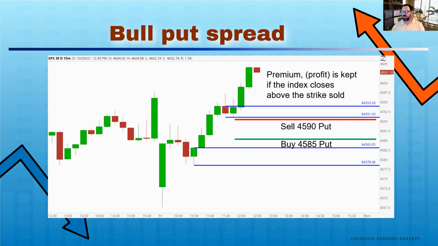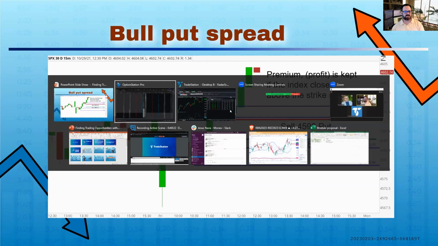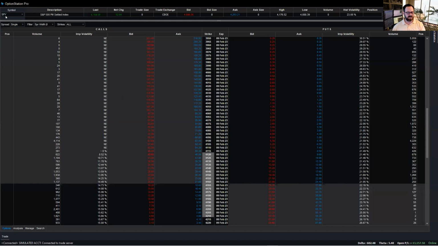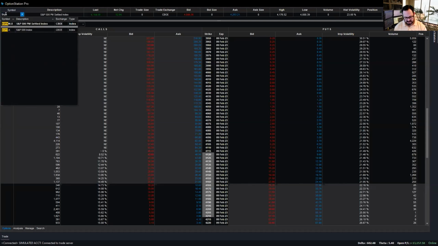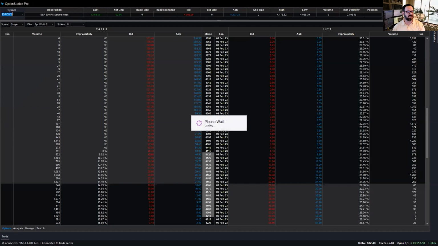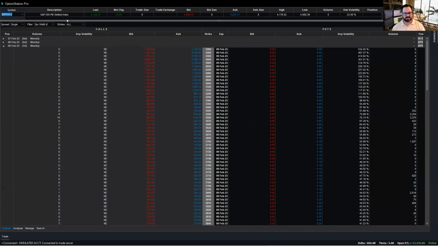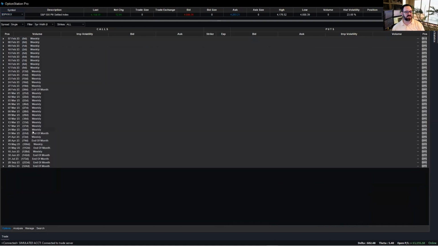They do have weekly options. This is TradeStation right here. You just have to use the right symbol. The symbol that you're going to be looking for, and I'll talk more about it, is $SPXW.X. That's the correct one there. And then you see it says S&P 500 PM settled index. We'll talk a little bit more about that too. And there they are. There's weekly options every single day, except for holidays.